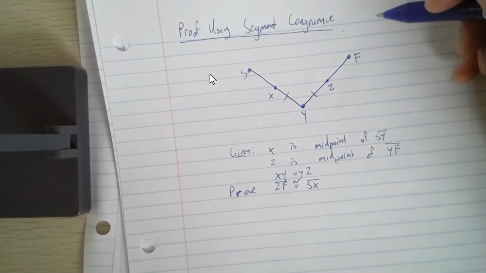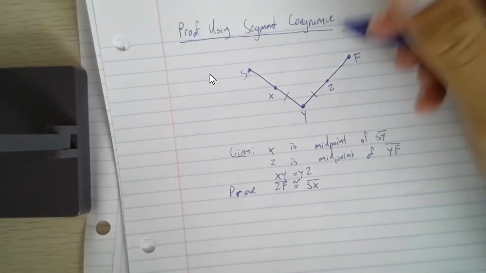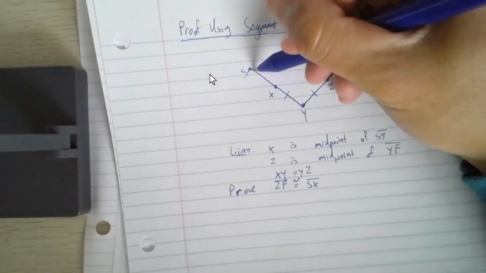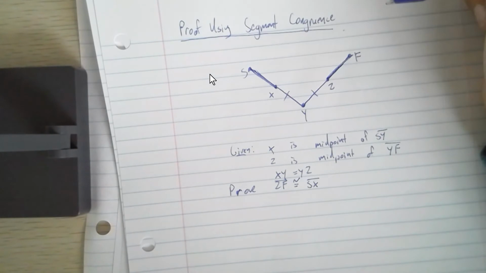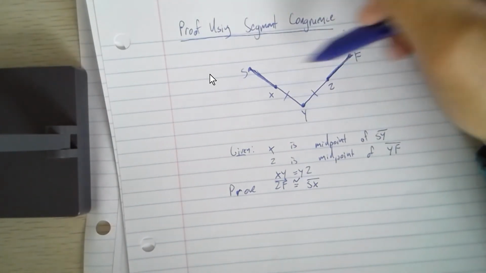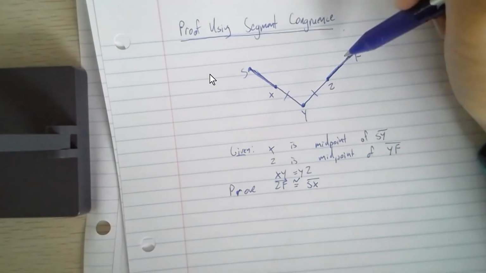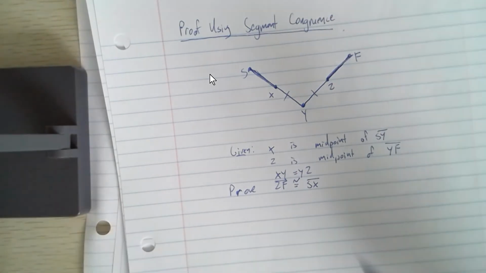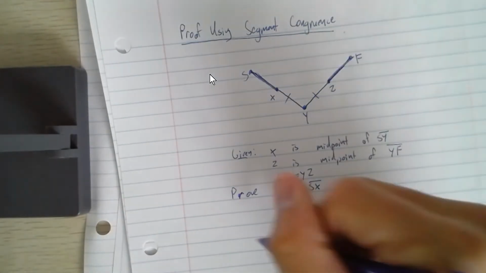Ultimately, we need to prove that ZF, this one, is congruent to this one over here. Those two line segments are congruent. And all we know so far is that's a midpoint, that's a midpoint, and these two are congruent. Okay, so let's build an argument for how to approach this.